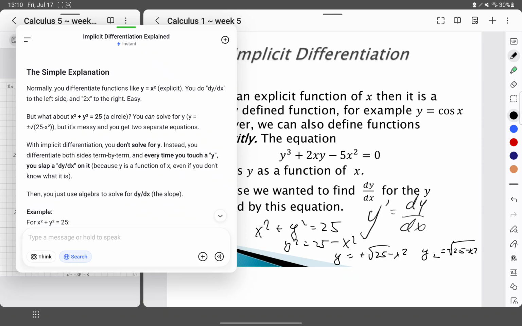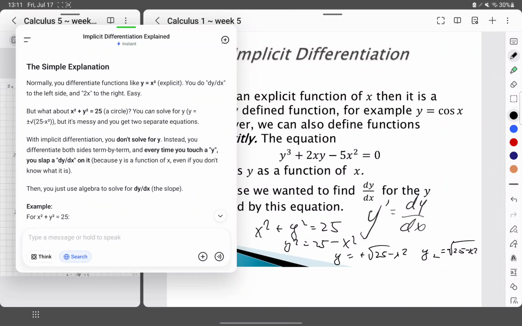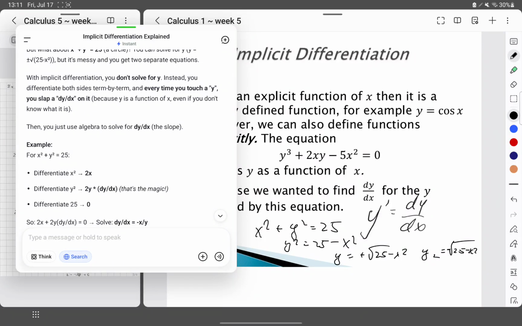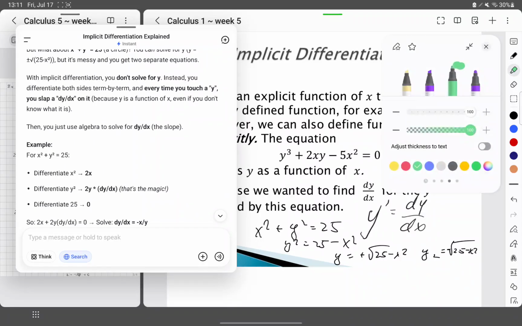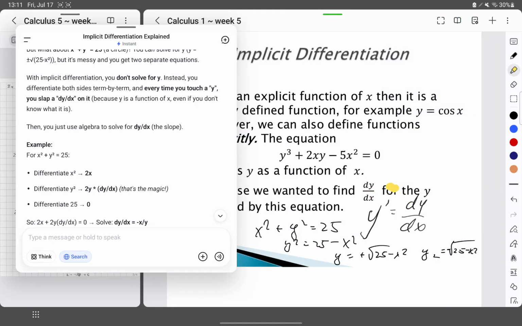With implicit differentiation, you don't solve for y. Instead, you differentiate both sides term by term, and every time you touch a y, you slap a dy over dx on it, because y is a function of x even if you don't know what it is. Then you just use algebra to solve for dy over dx. When we see dy over dx, we will mark it.